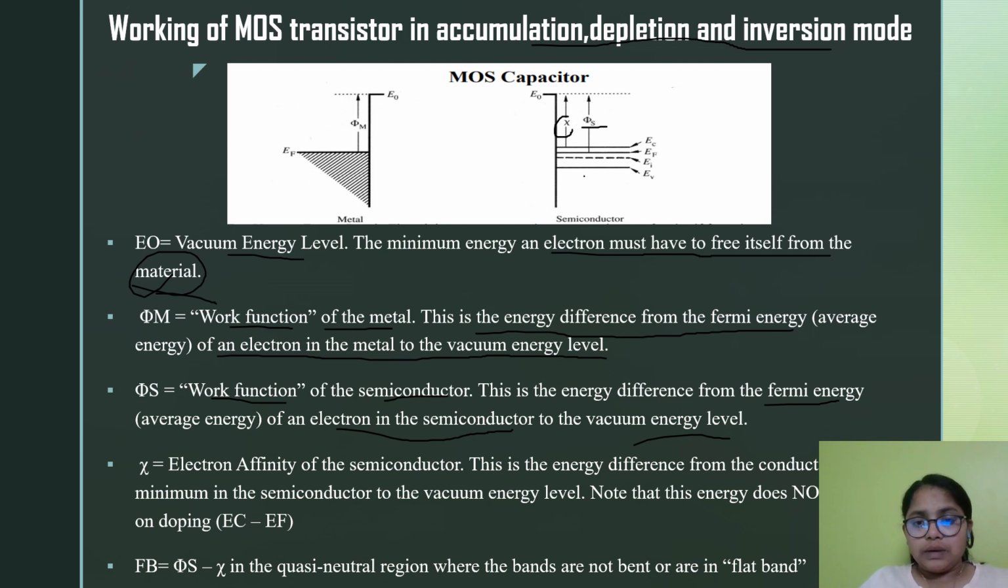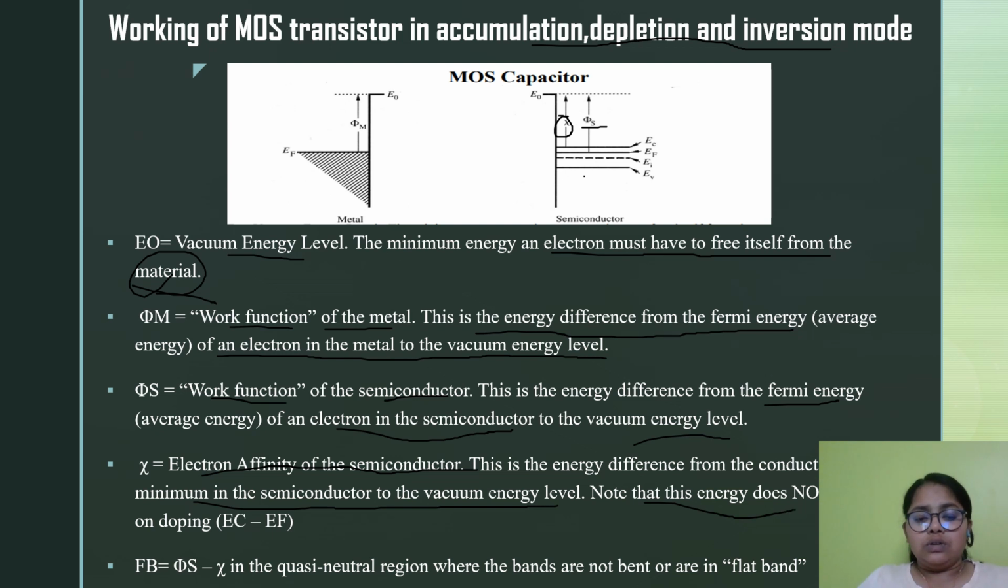Here, X is mentioned in semiconductor. That will be electron affinity of the semiconductor. We know what is electron affinity, and this is the energy difference from the conduction band minimum in semiconductor to the vacuum energy level.